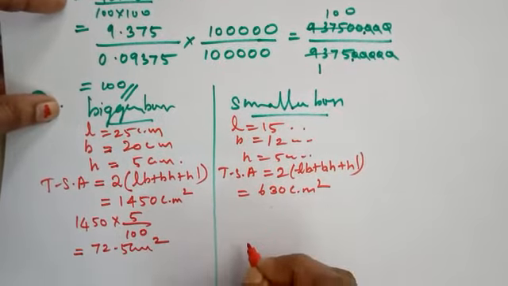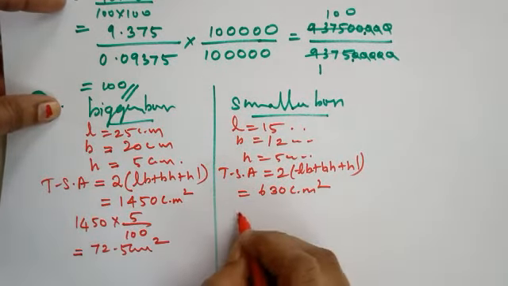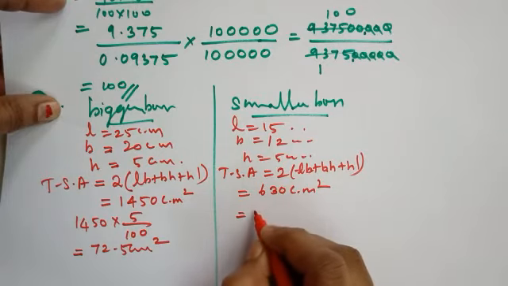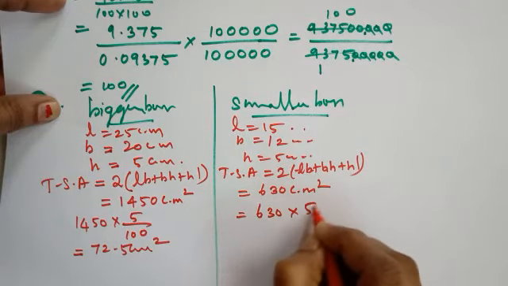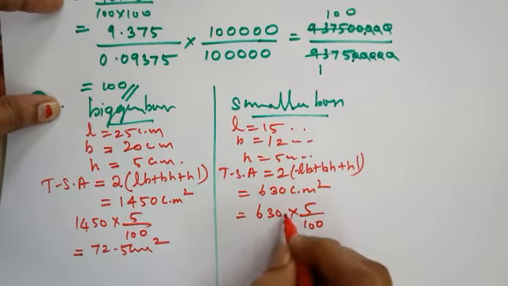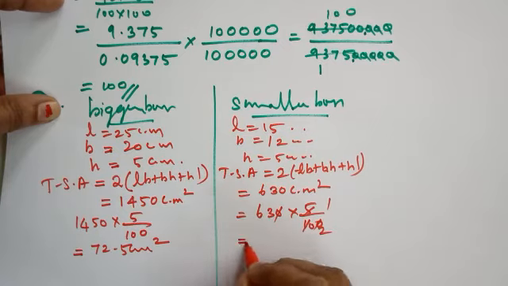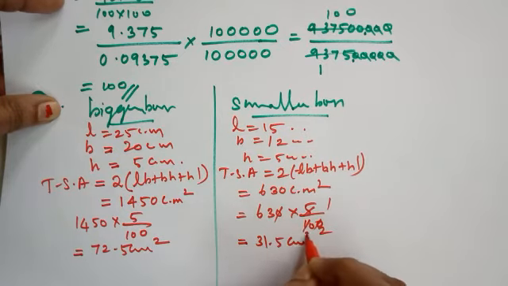72.5 centimeter square. Here same. What is 5% of 630? 630 into 5 by 100. If you simplify it, that is equal to 31.5 centimeter square.